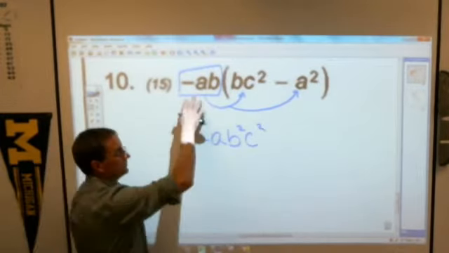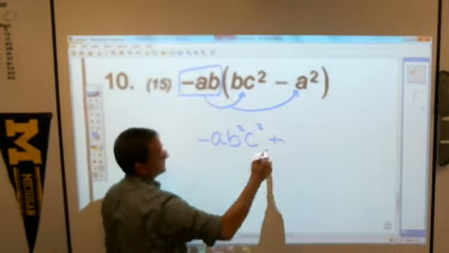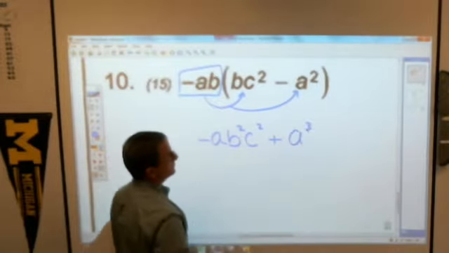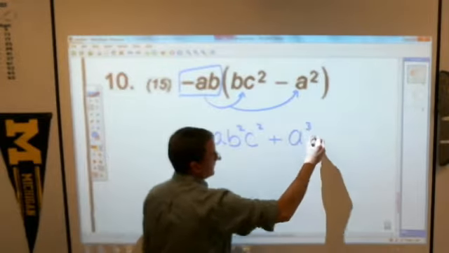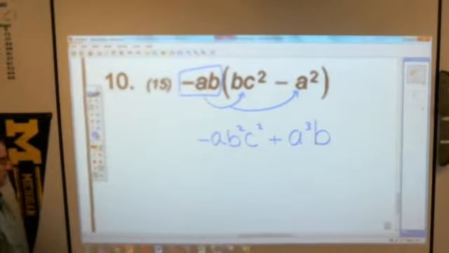Then you have to multiply this whole thing times that. Negative and a negative give you a positive. A squared times a is a cubed, and then that b just hangs on the end there. Does that help, Brant? Again, don't forget to multiply through by that negative stuff.